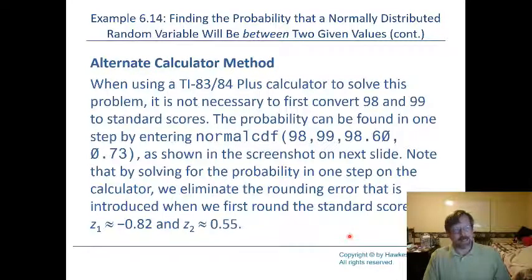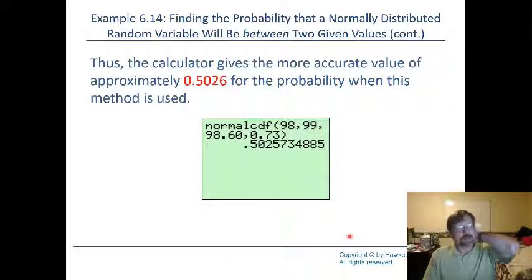There is again the alternate method of doing it in the calculator without doing that conversion to z-scores. And again, we get a slightly more accurate value by avoiding that round-off error. Doing this in Excel would also avoid the rounding error, because it can handle more digits in the z-score than the table can.